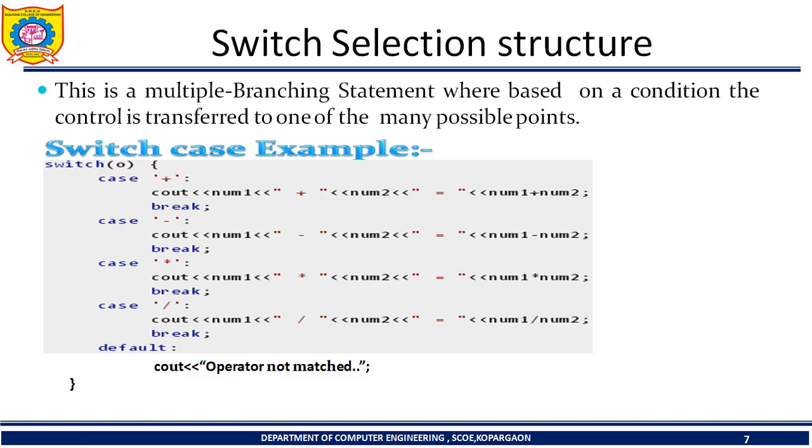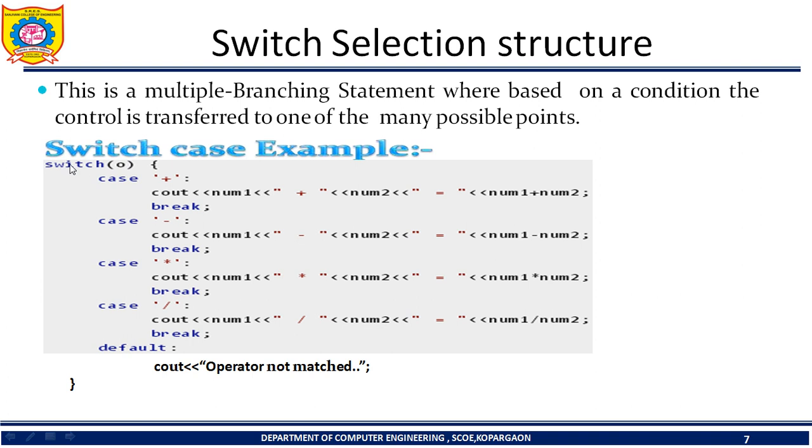The third selection structure is the switch. Switch is a multiple branching statement which is based on a condition. The control of the program is transferred to one of the many possible points. That means in a switch statement we can have multiple branches, and only one of these branches gets executed depending on whichever condition gets satisfied.